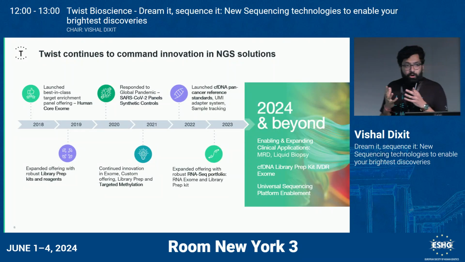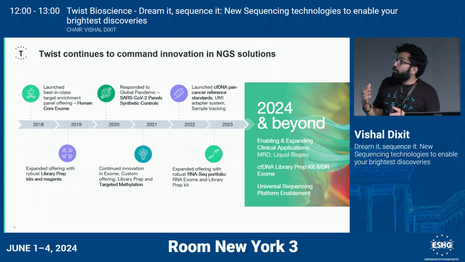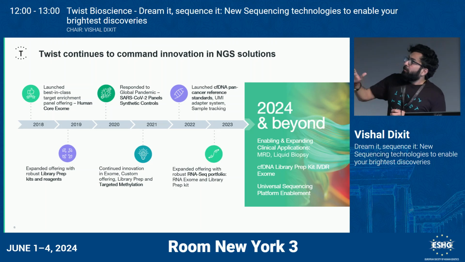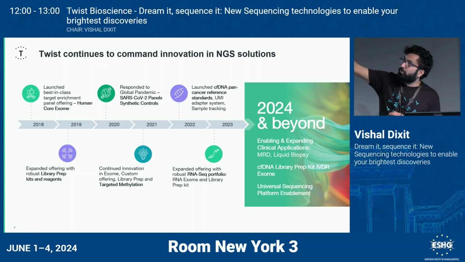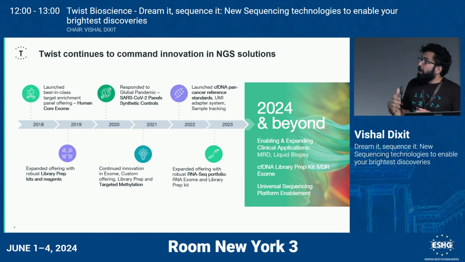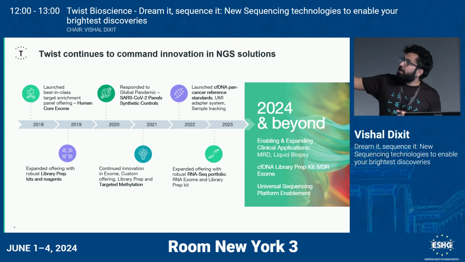Utilizing all these proprietary technologies, we launched our first human core exome in 2018 at AGBT. But we are continuously working for the welfare of the community. In 2020, we launched the SARS-CoV-2 panel along with synthetic controls, which really helped communities overcome the pandemic. And we are not only working on DNA, we are also working on targeted methylation. We launched a few panels for targeted methylation or epigenetic studies.